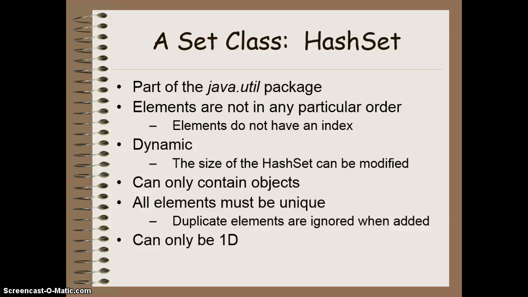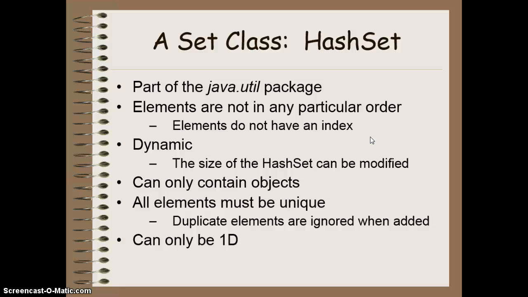So the second type we were going to look at was the set class, specifically the HashSet. Again, this is also part of the java.util package. Remember that with the hash set, elements are not in any particular order, so there is no index to keep track of the elements in our hash set. It is dynamic, which means that as I add elements into my hash set, the size of the hash set will increase as I go.